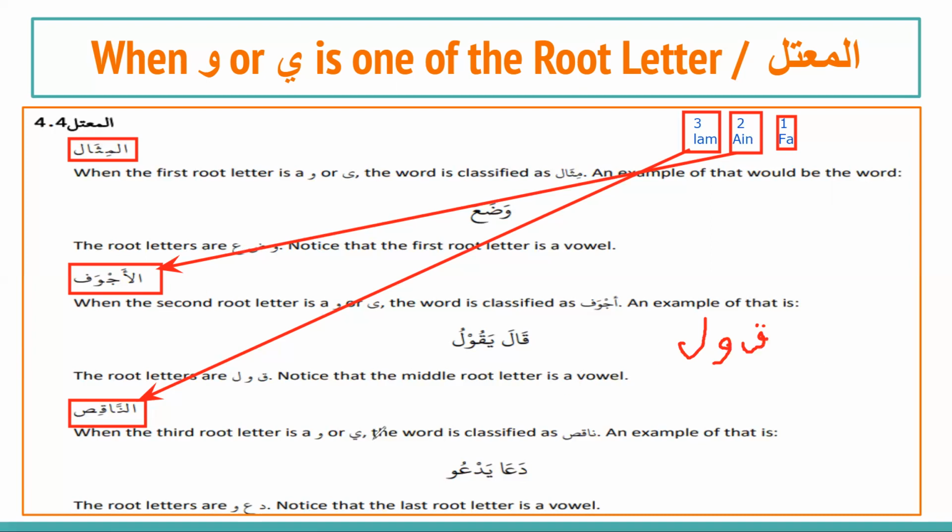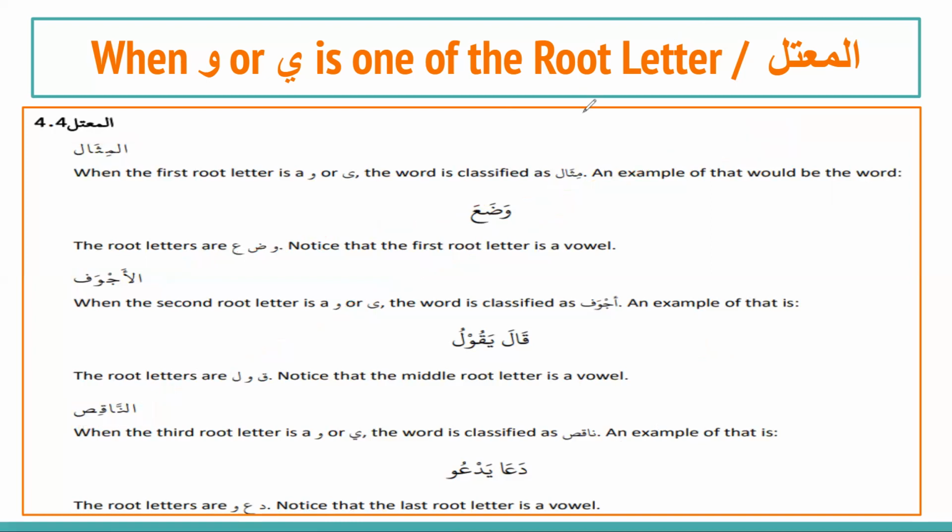And the third subtype of fail mu'attal is naqis, when the third root letter or lam kalma is a weak letter, then it is called naqis. An example is da'a yad'u: dal, ain, and waw. So far, so good. Hope you understood all these. So these are three subtypes of fail mu'attal when one of the three root letters is either ya or waw.